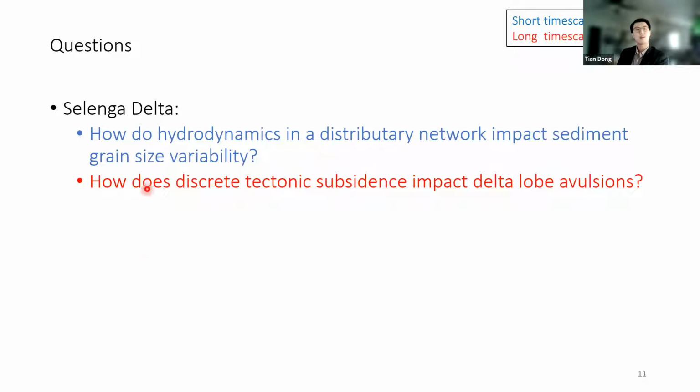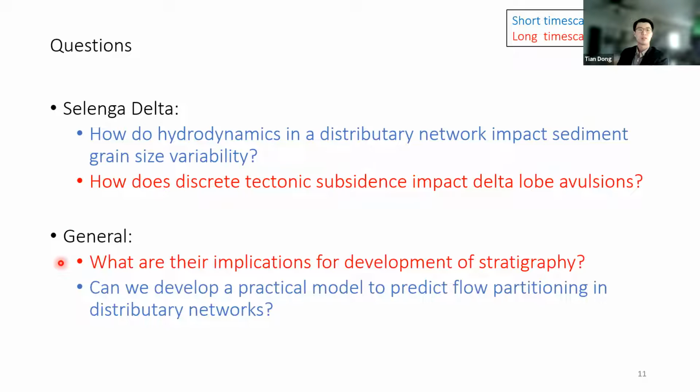And then from what I learned here, I want to say something general about deltas at active margins. So first, by answering the two questions, what can we say about the development of stratigraphy in the basin? And can we develop a practical model to predict flow partitioning in the distributary channel?